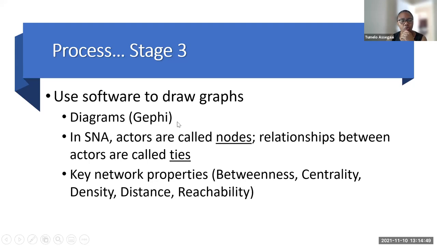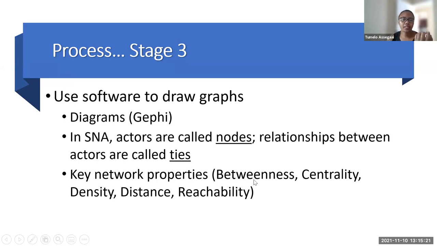So just to make note here, in social network analysis, actors or people, we call them nodes, and the relationships that exist between them are called ties. And so what Fidel and I did was a simplistic analysis of the social network analysis. But there's more to this.